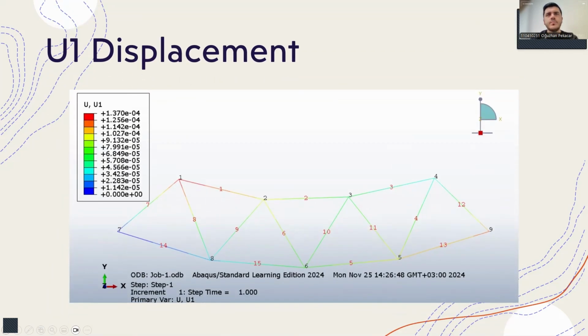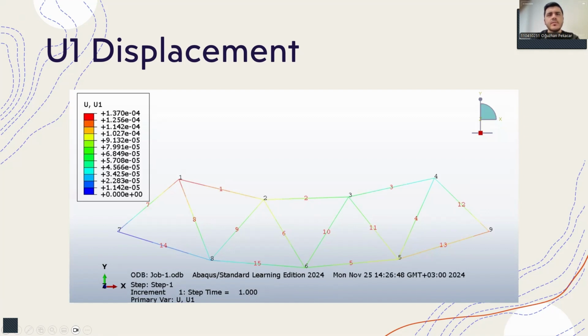Now I will talk about the U displacement, U1 displacement. This image represents the U1 displacement result of the truss structure analyzed in Abaqus. U1 indicates the displacement along the x-axis, showing how far each node or point has shifted horizontally under applied loads. The color gradient from blue to red illustrates the magnitude of the displacement. Blue region, minimal displacement; red region, maximum displacement.